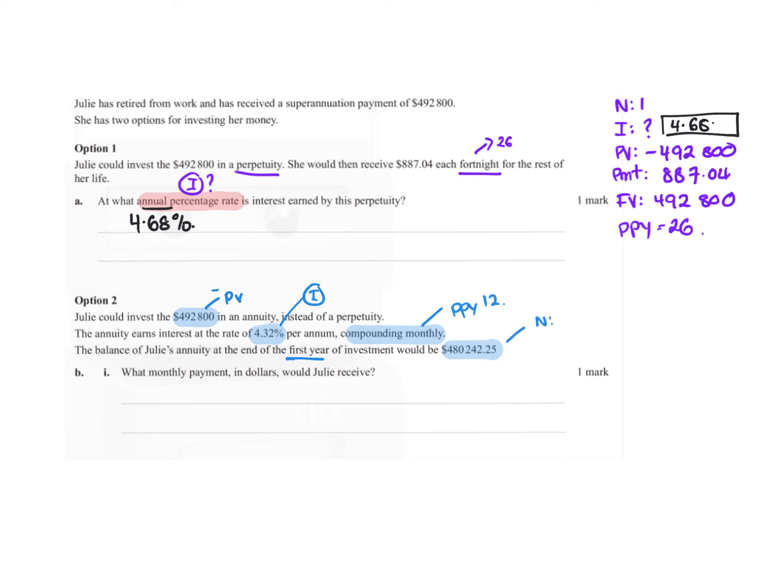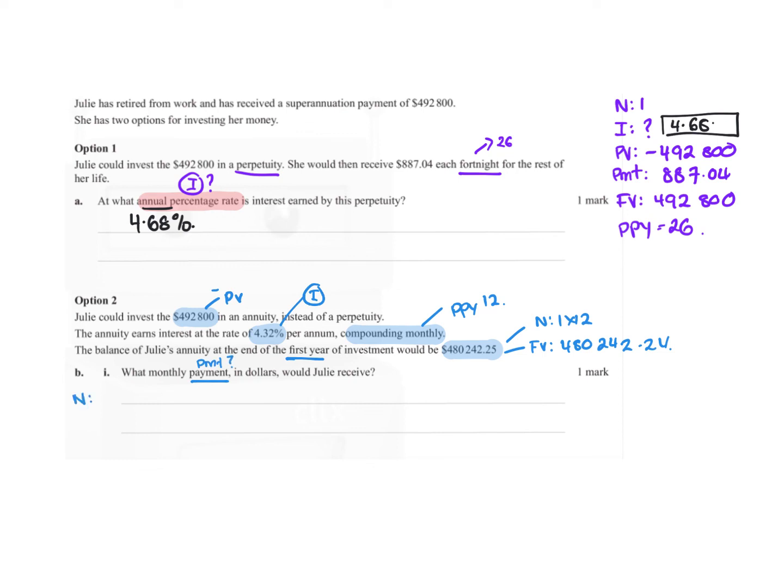So this would be N is 1 times 12, and it's pretty much telling me that the final value is this much. So when you have all that information, you can see payment is the question, and it will be the only one you don't have.